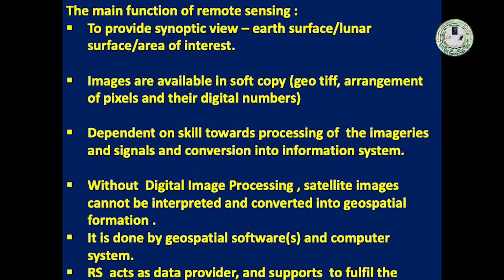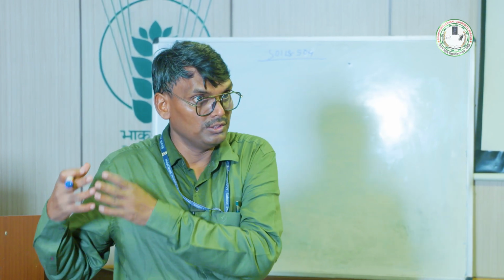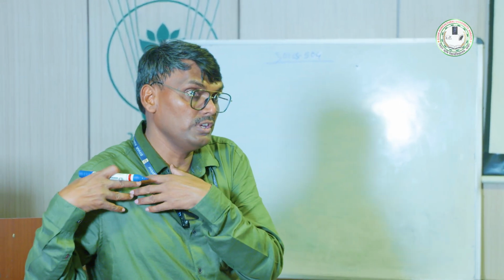In terms of a GeoTIFF file, it is an arrangement of pixels and their digital numbers, which comprise digital images. It is dependent on a skill towards processing of the imageries and signals and conversion into an information system. This is considered a skill: how to convert into an information system when we use this technology, or when we are able to know this technology.